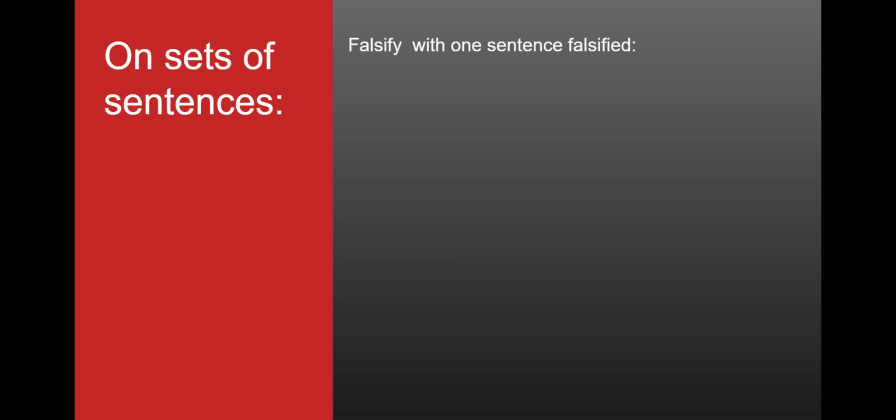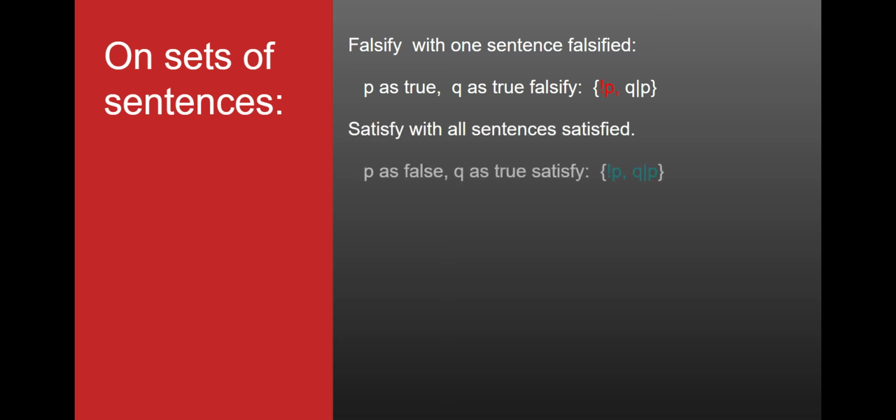When we have a set of sentences, then when one sentence is false, that falsifies the entire set. When all sentences are satisfied, that means that the set of sentences is satisfied. And that gives you everything about semantics for propositional logic.